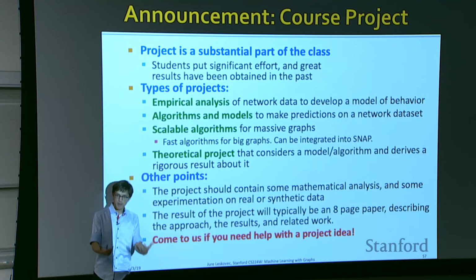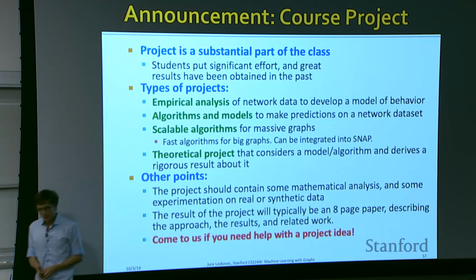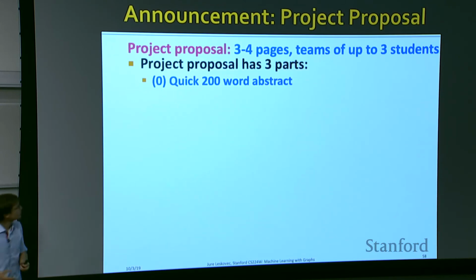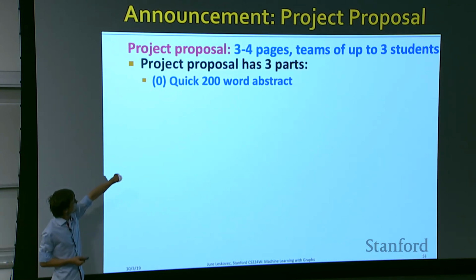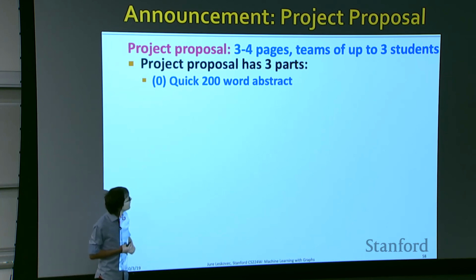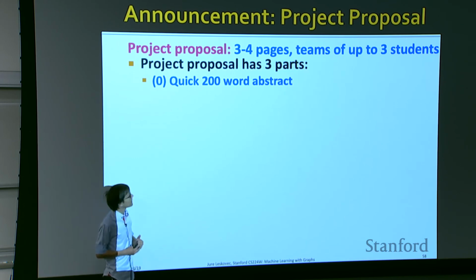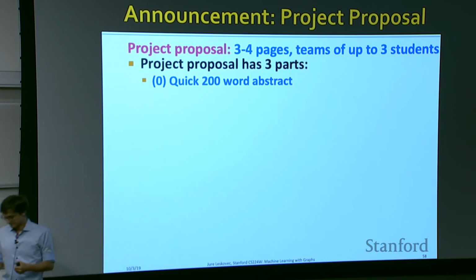Feel free to come up with your own project idea, that's preferred. But if you are struggling, come to us and we will help you. What we require you to do is write a project proposal that's 3 to 4 pages long, and team up into teams of up to 3 students. You can also work alone or in a 2-student team. Best is a 3-student team.